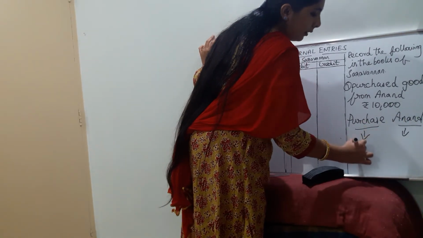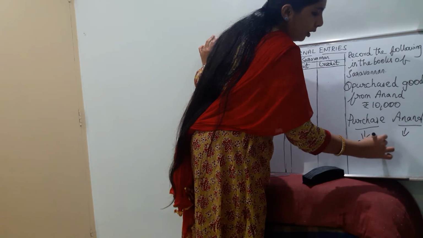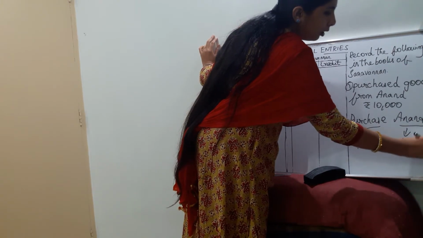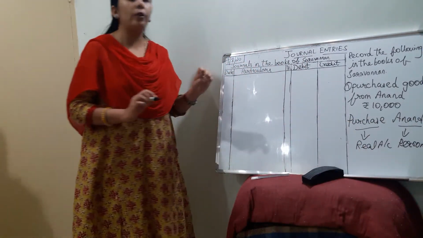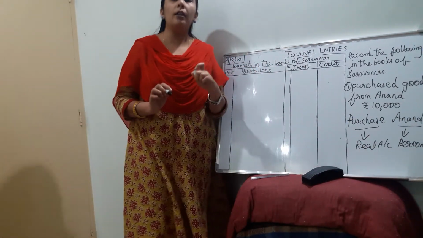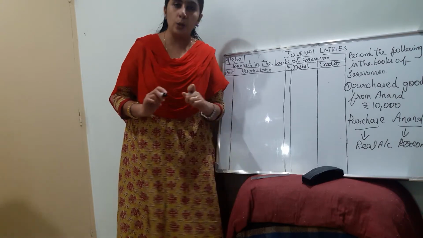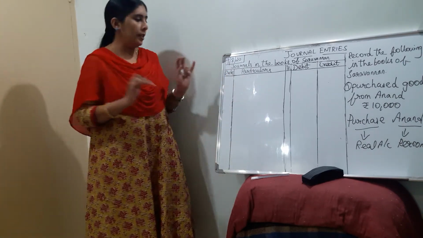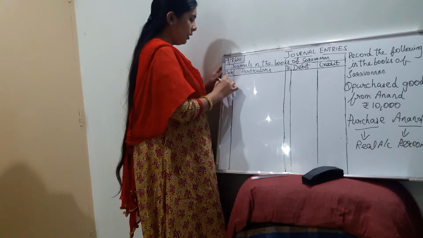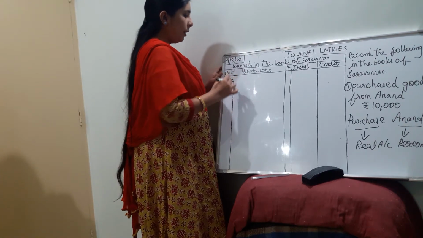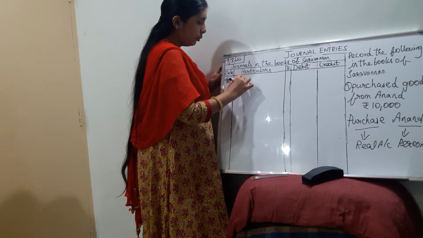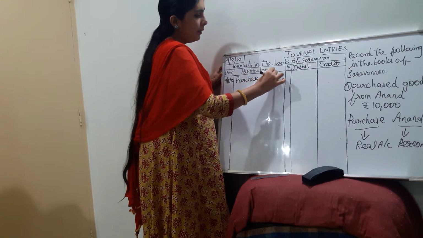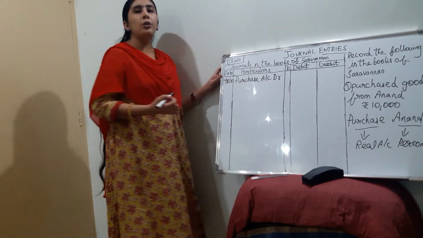Purchase is a real account, Anand is a personal account. So what is the rule for a real account? Debit what comes in, credit what goes out. You are purchasing something, something gets into your business. As the date is not given, I'm just taking today's date. So purchase means something comes into the business, so purchase account debit.